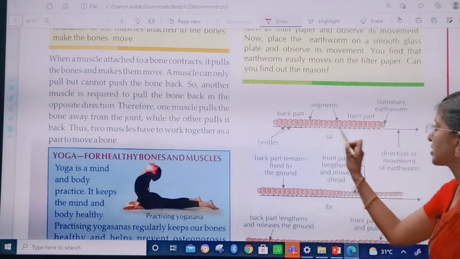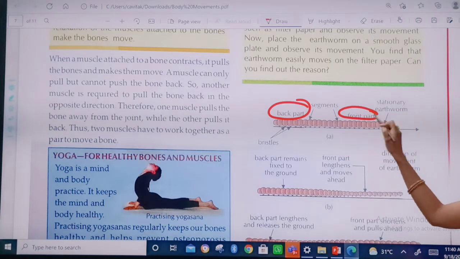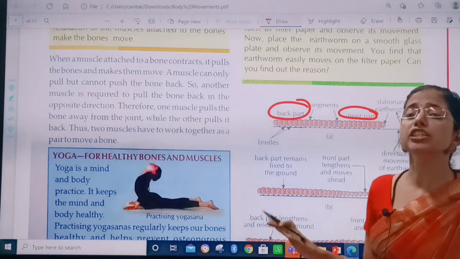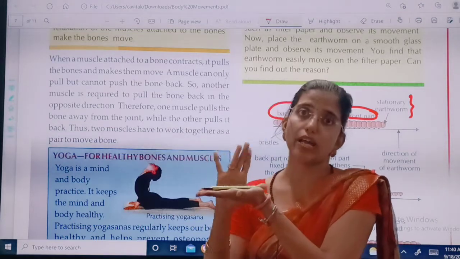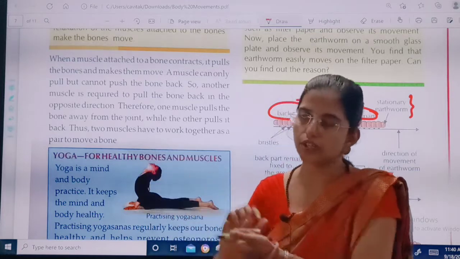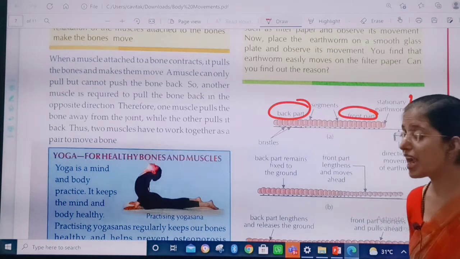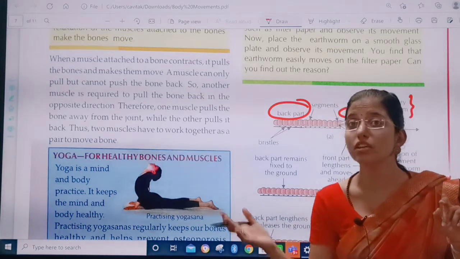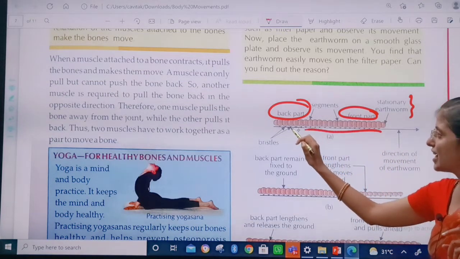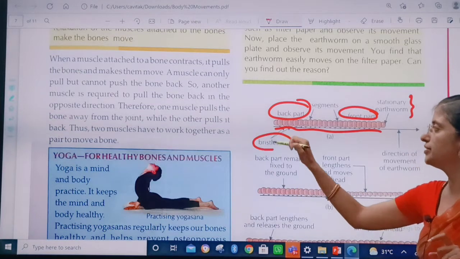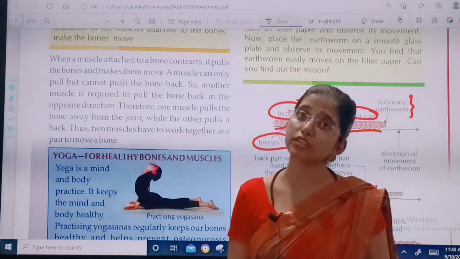Now see children, this is the earthworm. See, this is the back part, this is the front part and this is a stationary earthworm. Stationary earthworm means it is standing still at one place. And see, these are the segments. These round structures are the segments. And I told you that they have bristles at the lower part. So see, these are the bristles as you can see. See, it is attached to the ground with the help of bristles, right? And now we will study how the movement of the earthworm takes place.